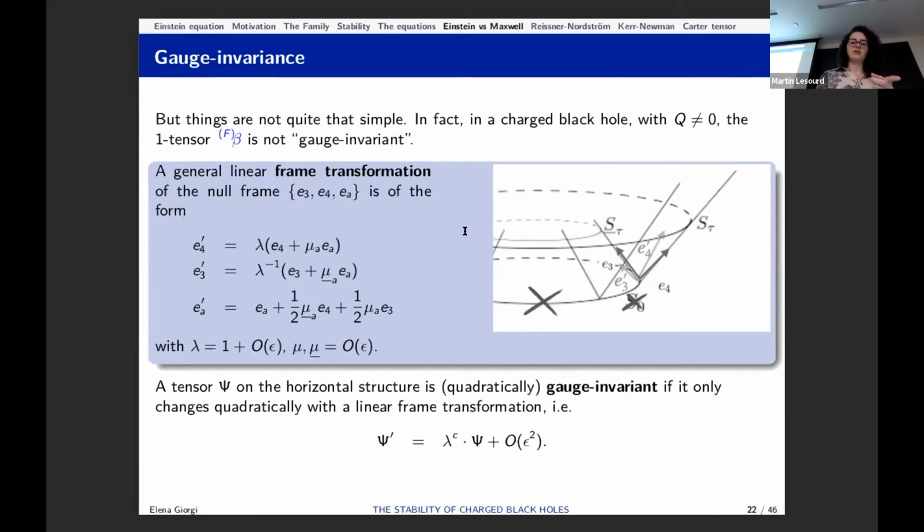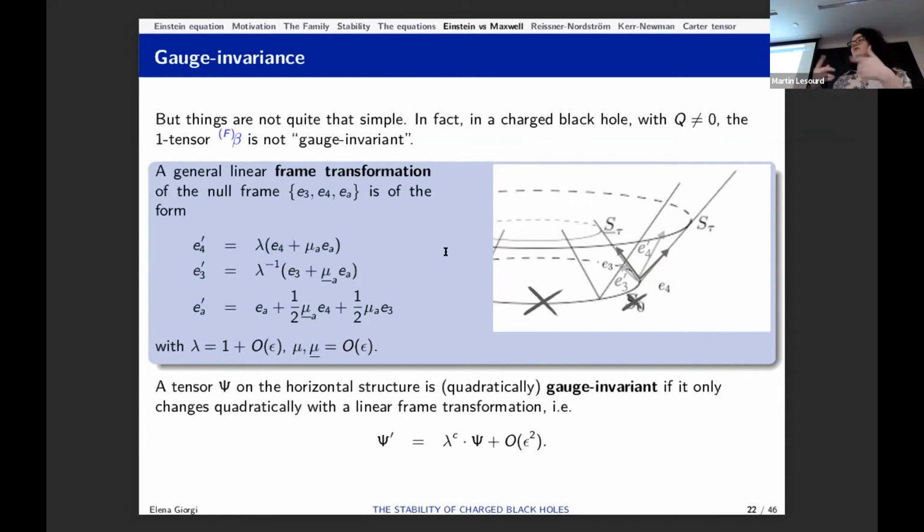null frame transformation that brings your initial E3, E4 into a new E3 prime, E4 prime, which are O of epsilon close to the original. So if you transform with these quantities lambda, mu, and mu bar being O of epsilon, then this modification is actually still a null frame.